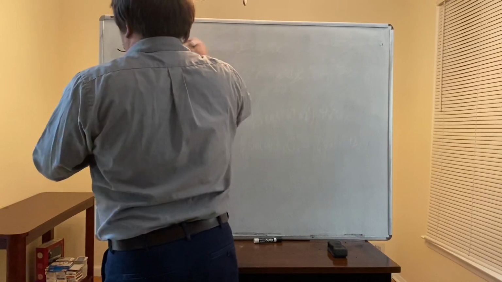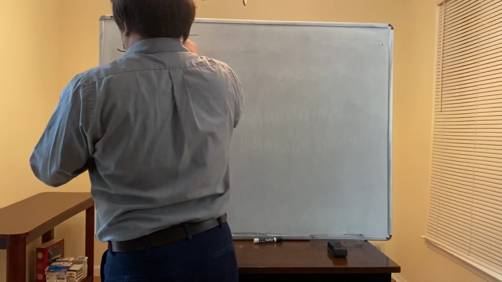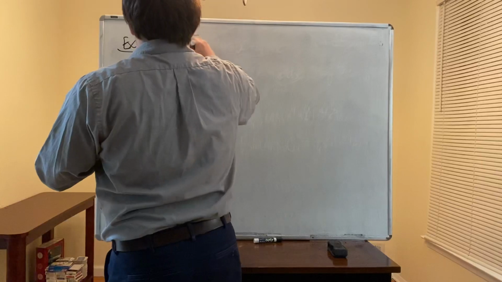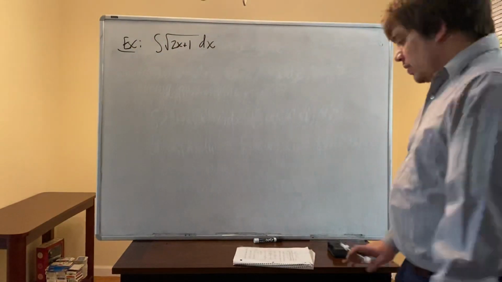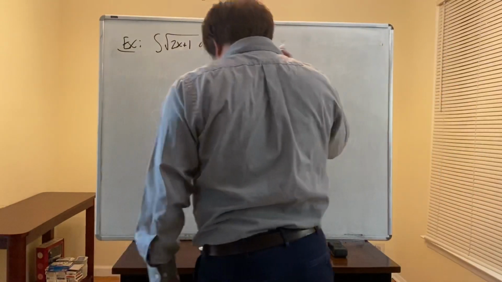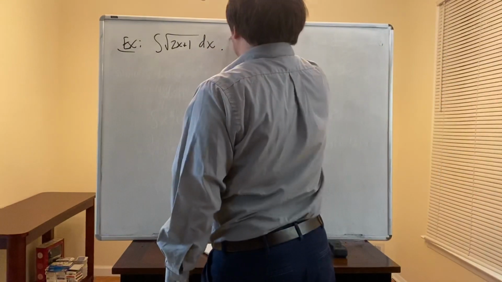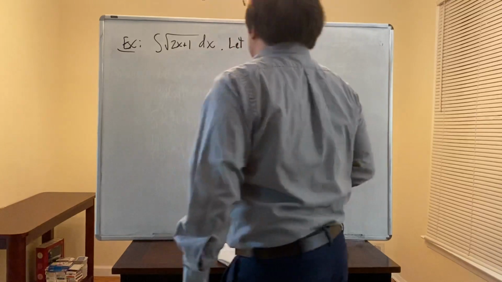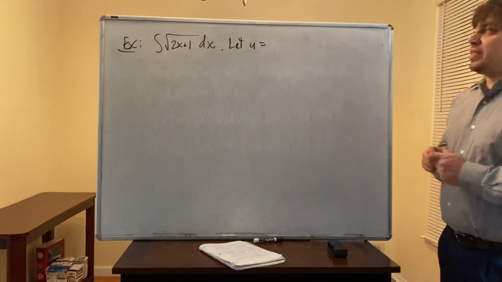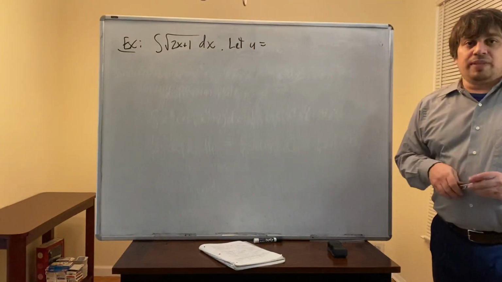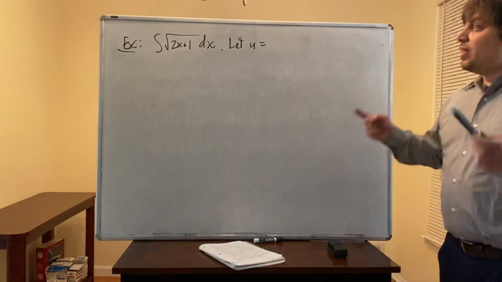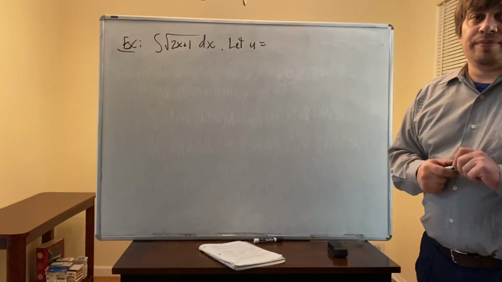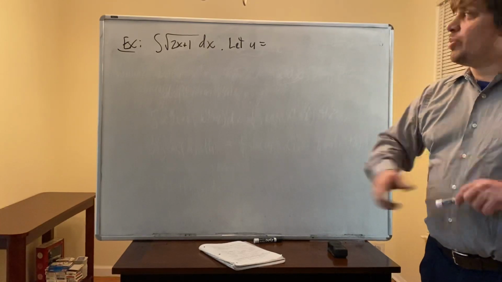We want to find the antiderivative of this: the integral of square root of 2x plus 1 dx. Find that. Okay? So let u equal... Now think before I write it down, what would you let u be? You're at home right now watching this video, or wherever you are watching. What should u be? It should be 2x plus 1.